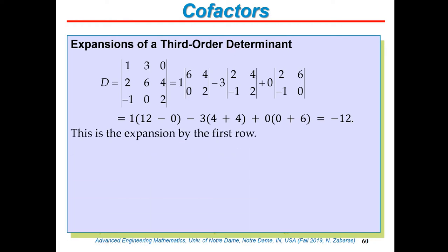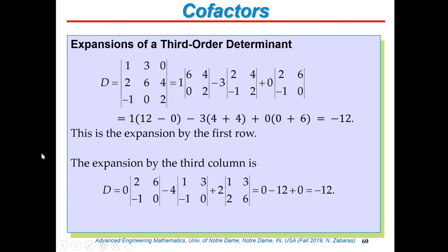And as a verification, you can actually expand on the third column. So you can expand on this column 0, 4, 2. And again, you compute the correct cofactors. You have a minus sign on the second term, and the answer obviously comes to be exactly what you expect.